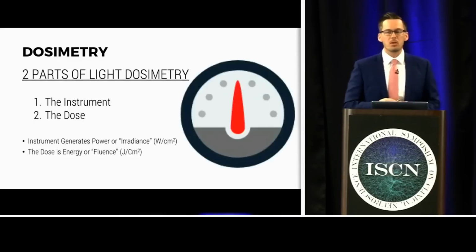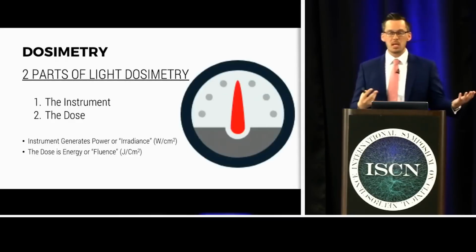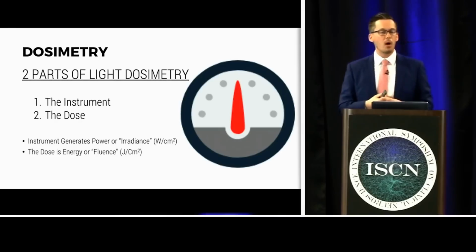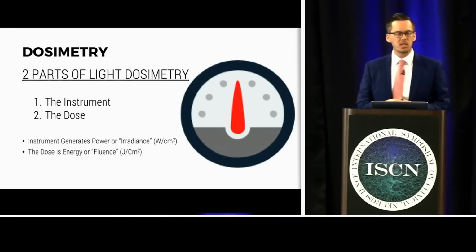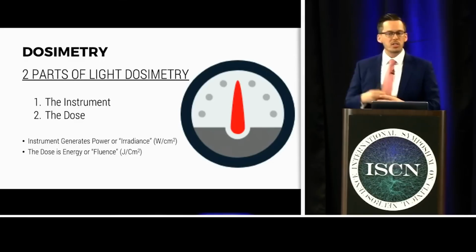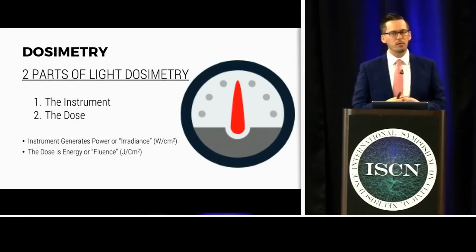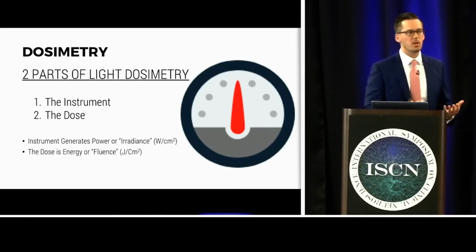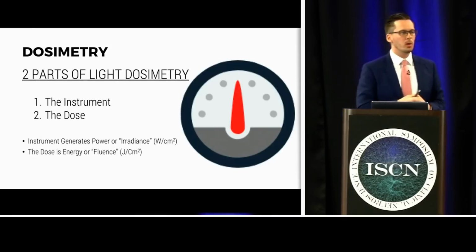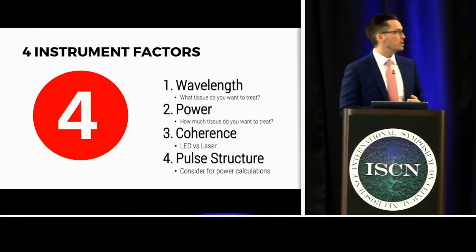And so there's two parts of dosimetry. The one is the instrument, the second is the dose. So the instrument generates power or irradiance, and this is designated by watts per square centimeter. However, the dose is energy, also called fluence, which is joules per centimeter squared. So watts per centimeter squared versus joules per centimeter squared. And we're going to talk a little bit about what's the difference between irradiance and fluence.